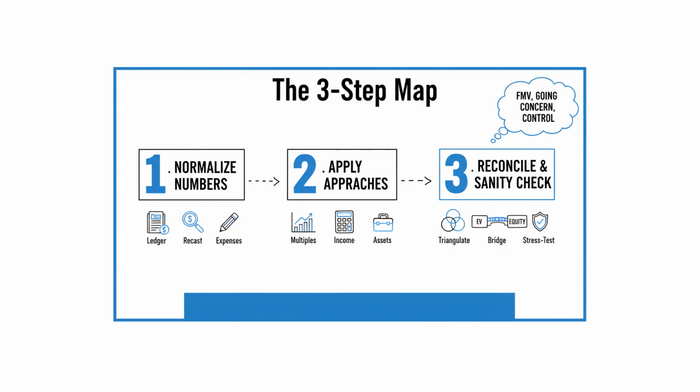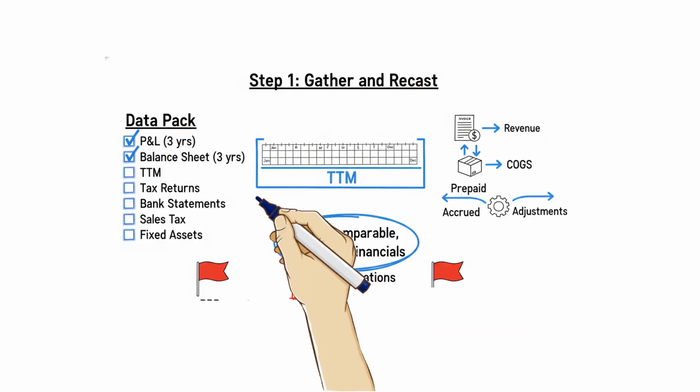Define the standard of value as fair market value for a going concern, under a control premise, typical in small business sales. This clarity prevents apples to oranges comparisons and keeps the process disciplined and fast. Start with inputs you can trust.